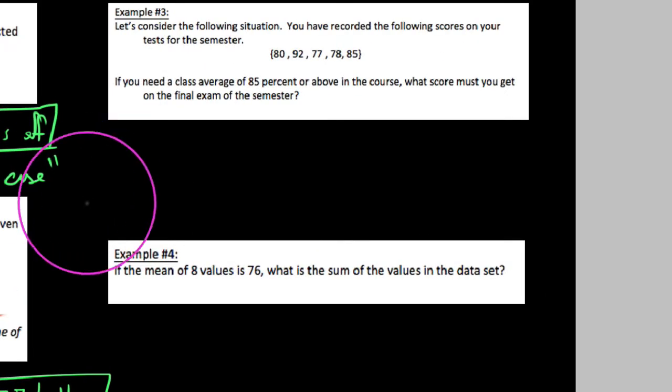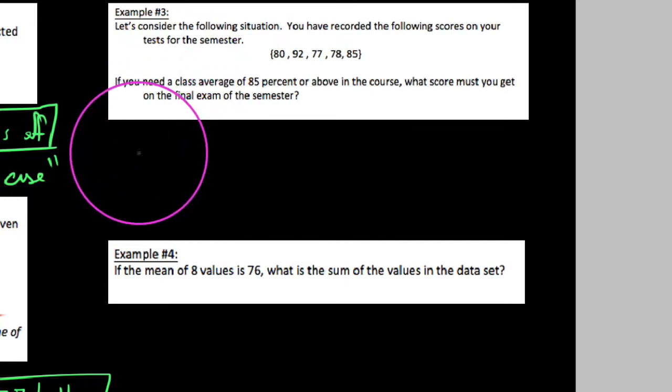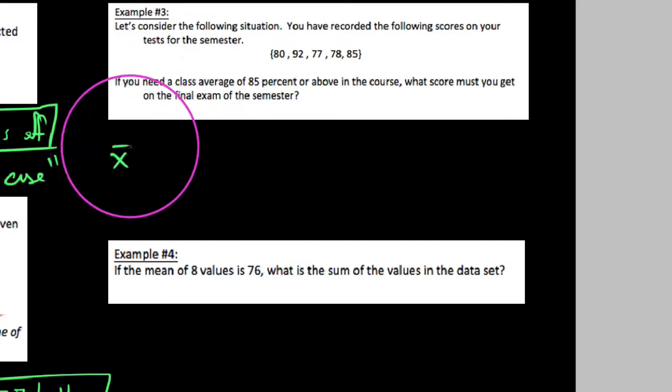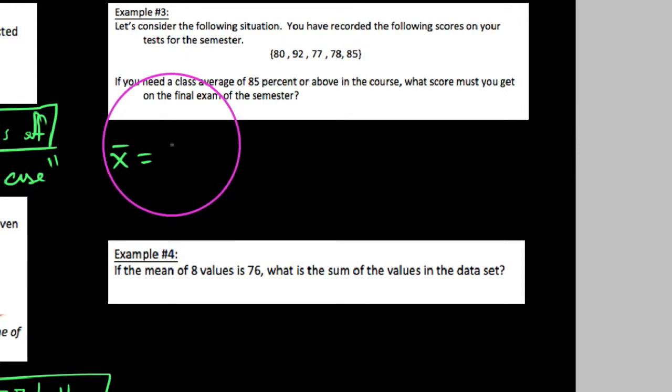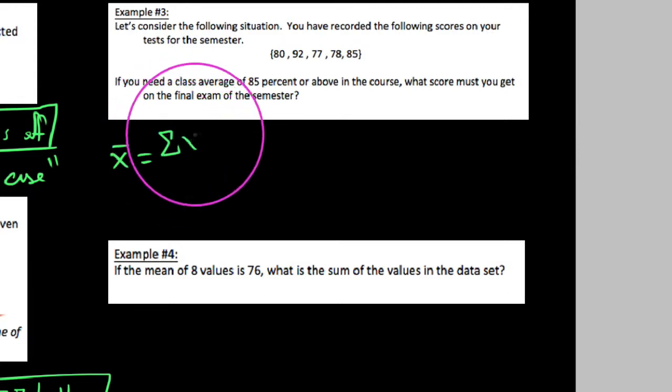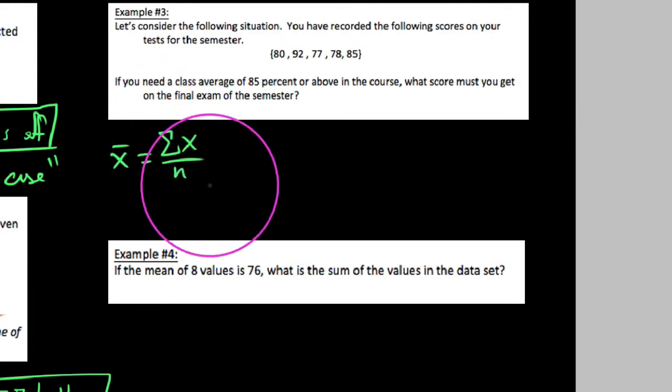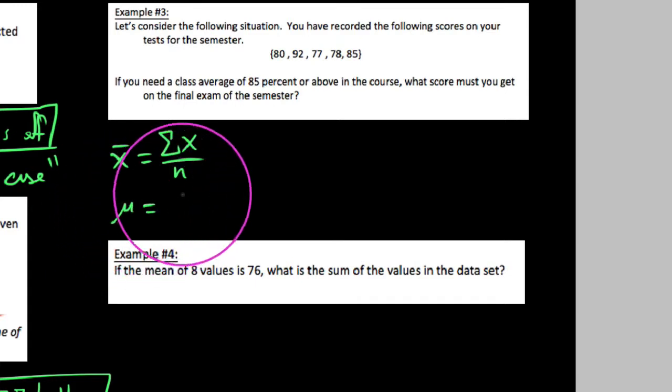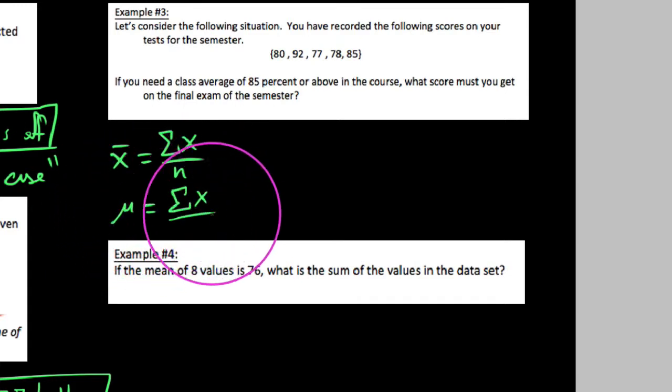So for these next 2 examples, we're just going to play around with the formula for the average. Remember, we say the average, or x bar, we'll use x bar here, is the sum of all of our data in the data set over n. We could also call this mu, the sum of all the data over capital N. Either way we look at this, here's what I want to do.